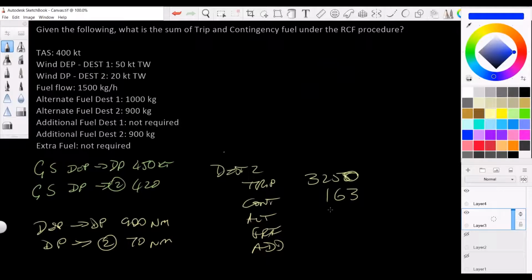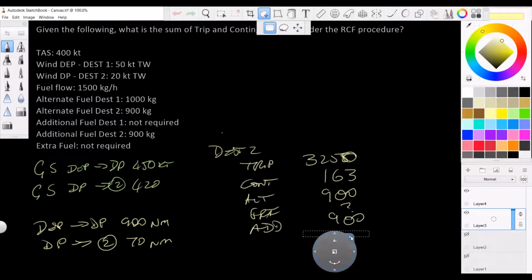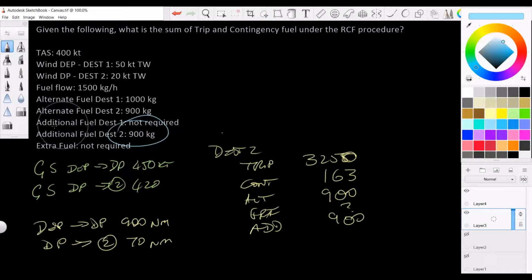Here we've got to add alternate fuel, which is 900 kilograms. Final reserve fuel, again, is unknown. And we've got to add additional fuel, which is also 900 kilograms. Remember I emphasized that additional fuel here of 900 kilograms is a very recognizable thing about this question, and it's an additional fuel that only applies to destination 2. Now I add up all these fuel requirements, so 3,250 plus 163 plus 900 plus 900 gives me 5,213 kilograms.